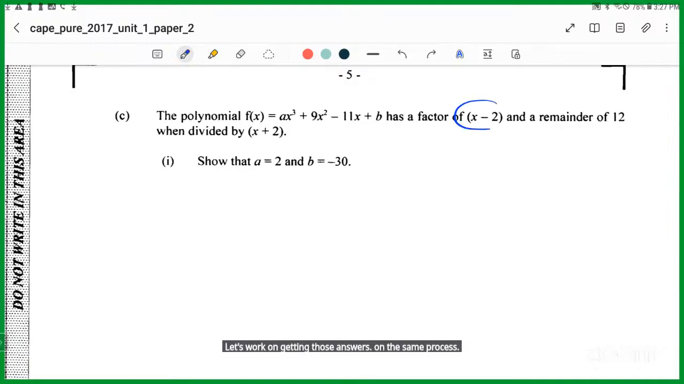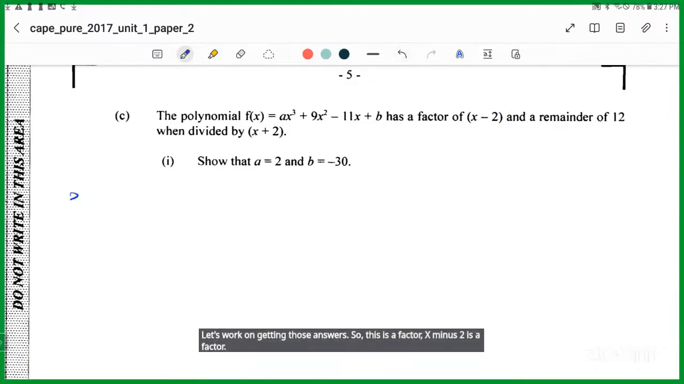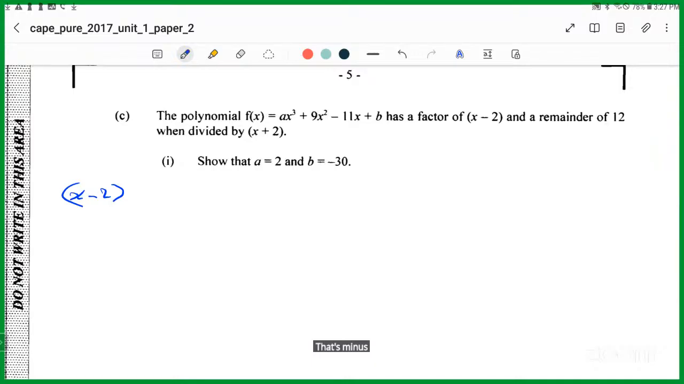So this is a factor. X minus 2 is a factor, which means that f of 2 is equal to 0. That's going to give us one equation. So let's substitute 2 in here, and in here, and then put the result equals 0.